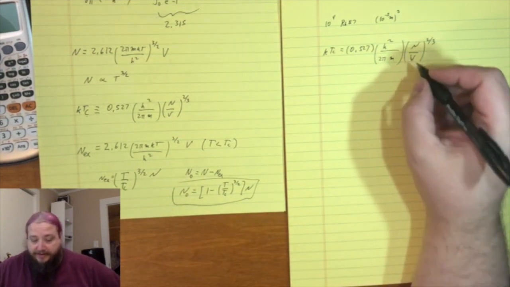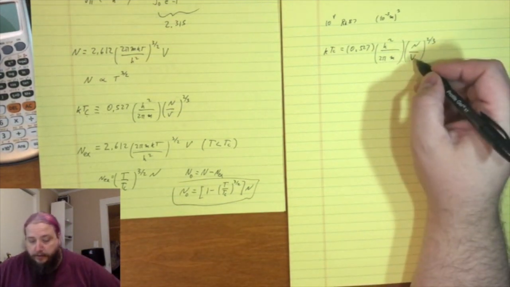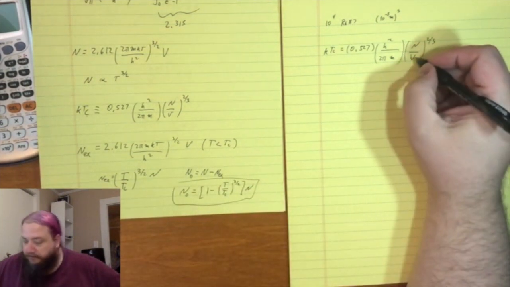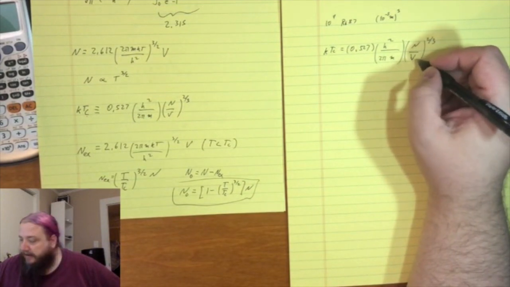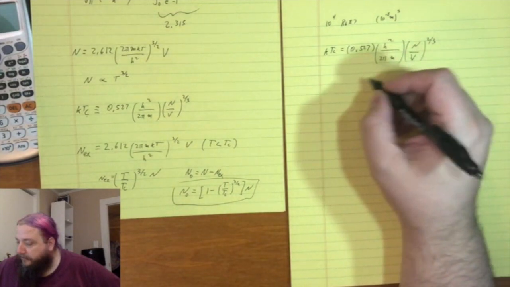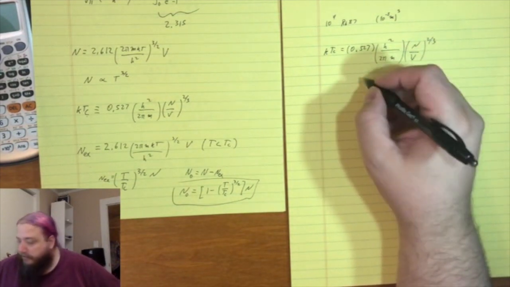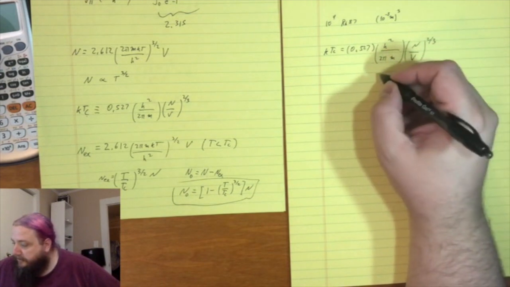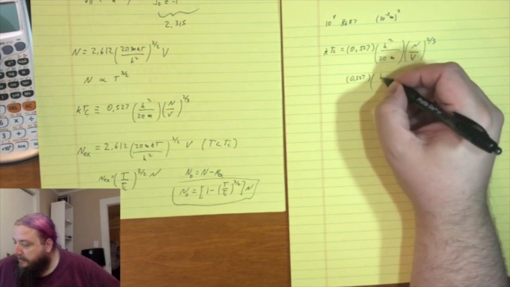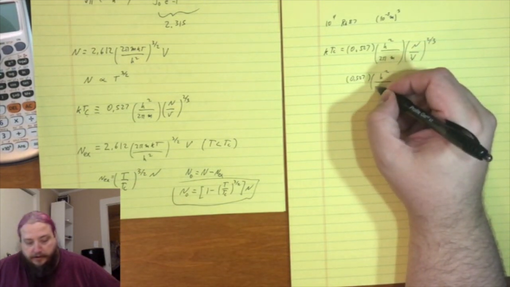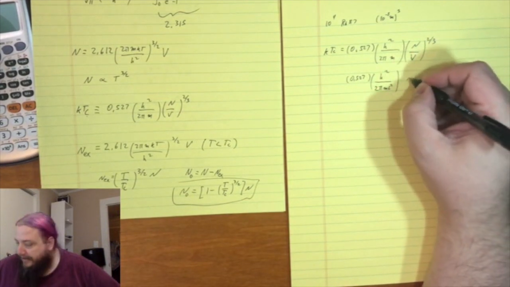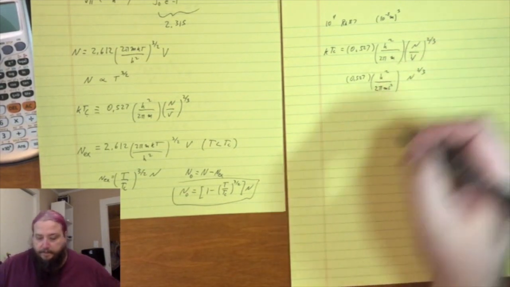Now we could rewrite this slightly. We could turn that v back into an n and l squared. So v to the 2/3 is l squared on the bottom. So that's going to give us 0.527 h squared over 2 pi m l squared n to the 2/3.